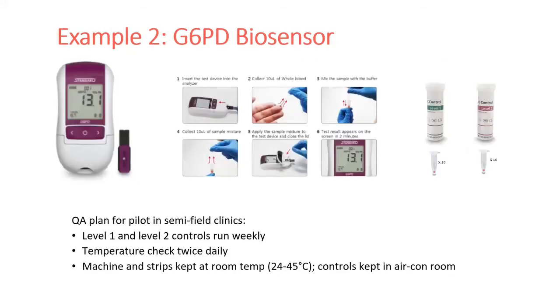The second example is about G6PD testing, and it's about the biosensor. So most of you will know, but this is a biosensor machine composed of a reader and a test device, a strip that we use for each sample. In this case, we sample the blood, mix it with the provided buffer, and then the mix is loaded on the machine, and we have our results in 2 minutes. The results show the G6PD activity normalized by hemoglobin and also just the hemoglobin reading.